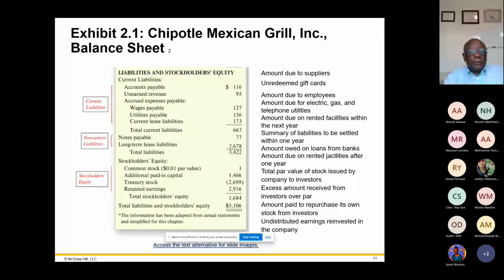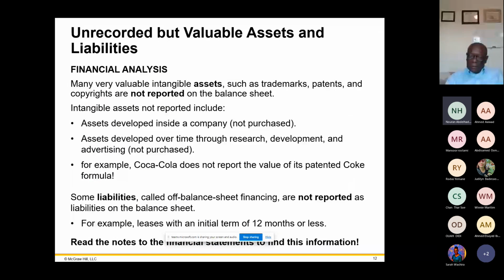Professor, could you elaborate what is meant by treasury stock, because it is existing in negative in this balance sheet? Yeah. I will just mention it a little bit because we are not going to dive into this. It's not within our scope.